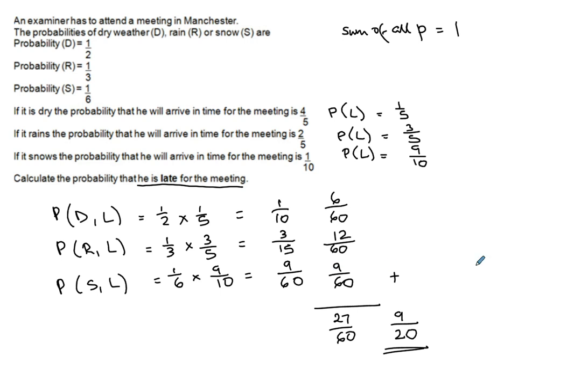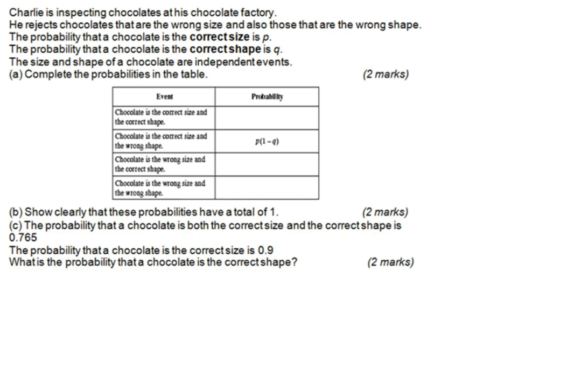All right. Next question. Feeling confident? Charlie is inspecting chocolates at his chocolate factory. He rejects chocolates that are the wrong size and also that are the wrong shape. The probability that a chocolate is the correct size is p. So the probability that it's the wrong size is 1 minus p. The probability that the chocolate is the correct shape is q. So the probability of wrong shape equals 1 minus q.